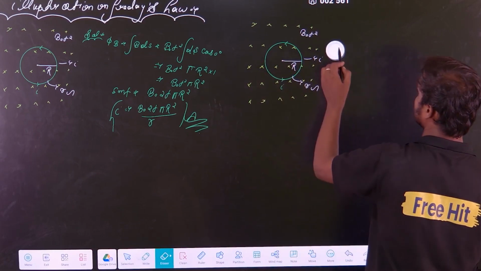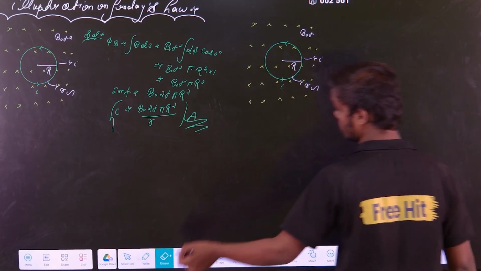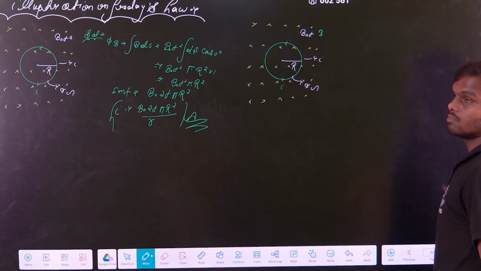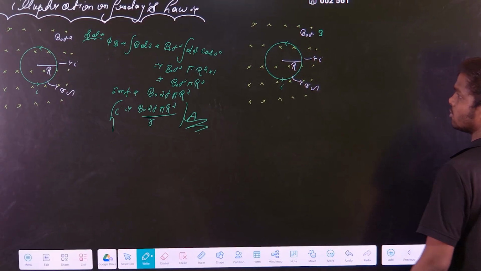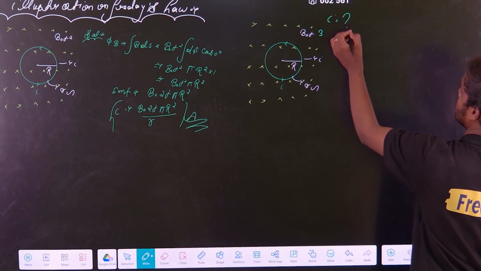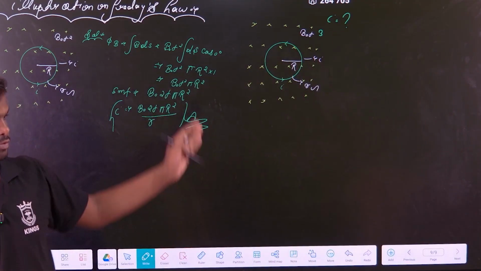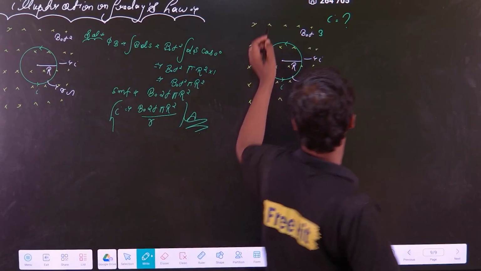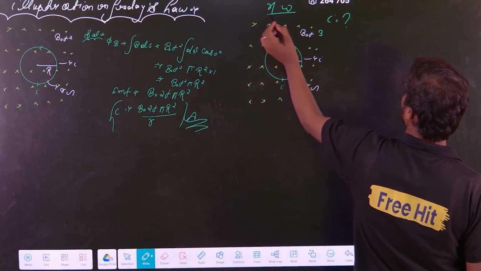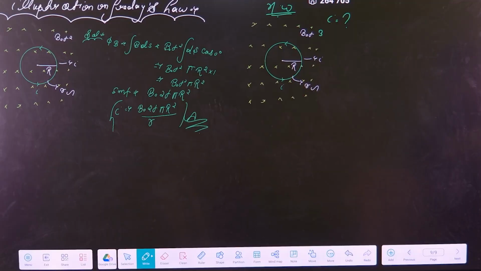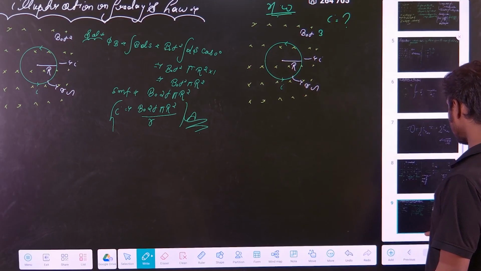The same question, I am making a small change and you just calculate and tell me the answer in the next session. I am writing B0 t cubed. Same question, you have to find the induced current. Everything will be the same, direction you have to calculate. Clear? Just note down this question for your homework, for your practice. Completed? Okay.